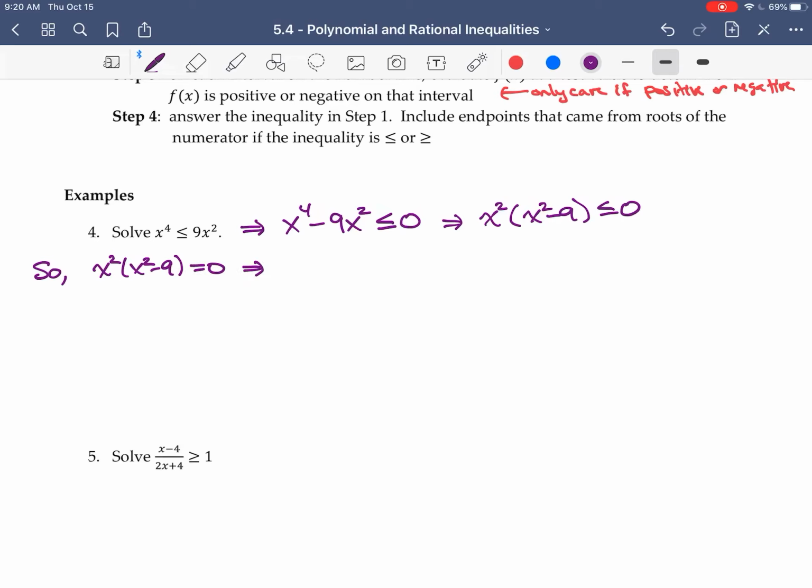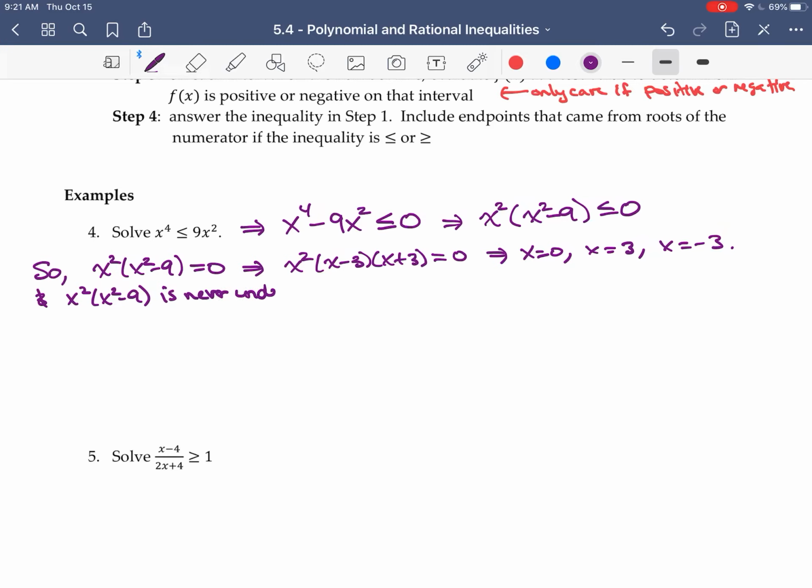So I just want to find the x-intercepts. So I'm going to factor, so that's a difference of squares. So it's x squared times x minus 3 times x plus 3. Okay, so, oh, not the inequality, sorry, equals. So that's going to happen when x equals 0, x equals 3, or x equals minus 3. Okay, and this thing, x squared times x squared minus 9, is never undefined. Okay, so we don't have to worry about that.